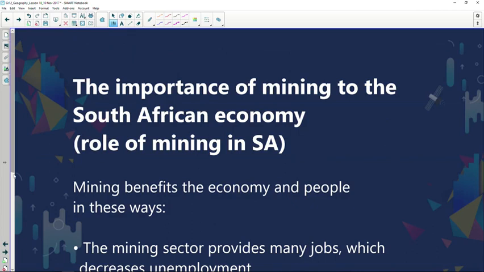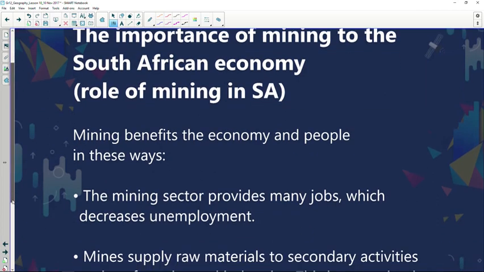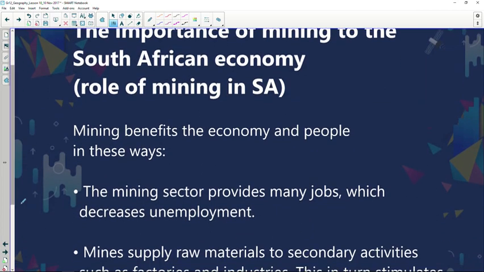Now, what's the importance of mining? First of all, it creates jobs, like I've mentioned. For skilled people, unskilled people, it's a huge labor force. So it creates employment opportunities. That's very important, so that people can provide their families with food and improve their standard of living.